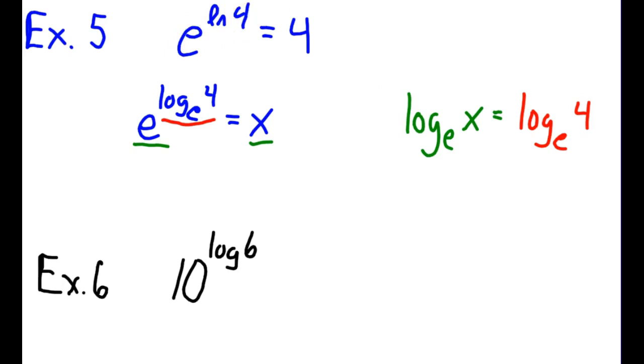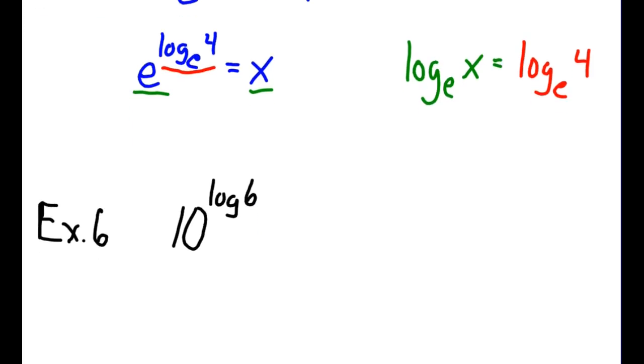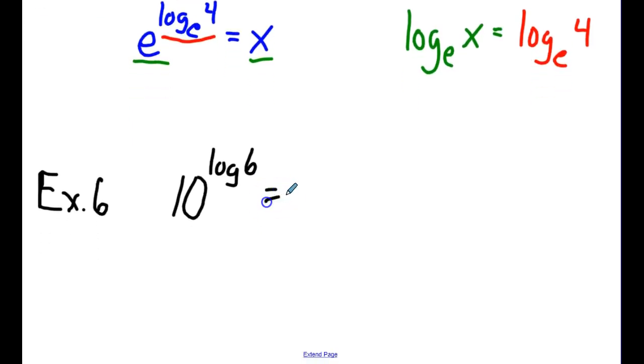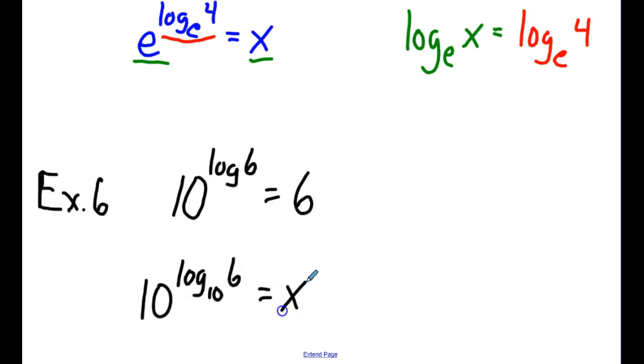Example 6, we have another exponential, 10 raised to the common log of 6. If you can remember, we talked about this earlier, the common log has a base 10. So just like the last problem, this is going to simplify down really nicely. This just equals 6. Similar for the last problem, we could rewrite this as 10 raised to log base 10 of 6 equal to x.